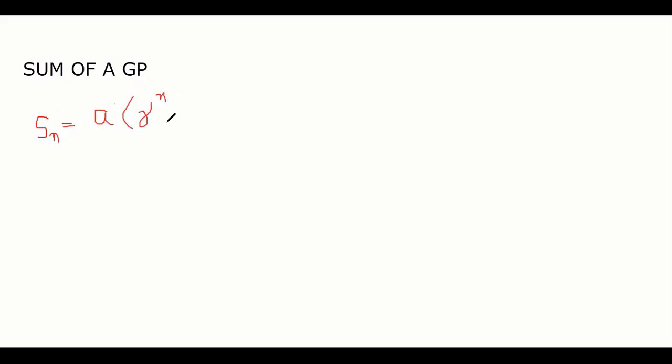And guys, this minus 1 is not with the n. It is not R to the power n minus 1, it is R to the power n and then minus 1. Divide by R minus 1. So this formula you can use only when R is more than 1. If R is more than 1, it means the GP is increasing, then you can use this formula. And if R is less than 1, it means the GP is decreasing.